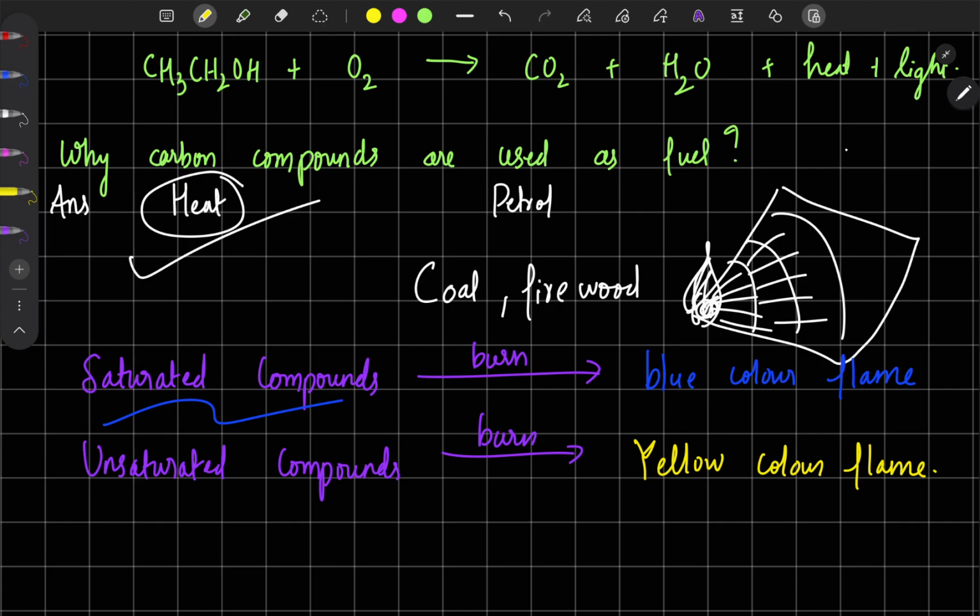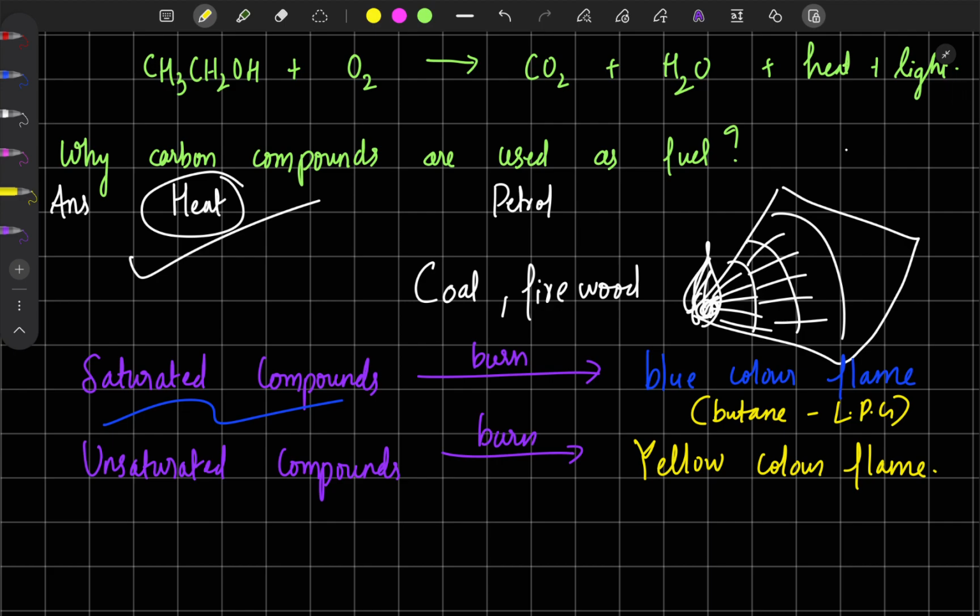Okay, so when we burn paper, for example, we get a yellow flame, right? Also, when we burn plastics, we will probably get a yellow color flame, because these are all unsaturated compounds. But if you look at your kitchen, there is LPG. LPG is mostly butane. So when it is undergoing burning, it will give a blue color flame.